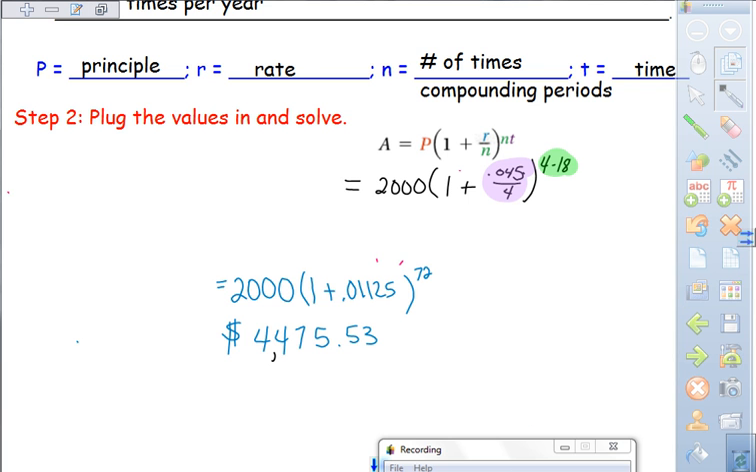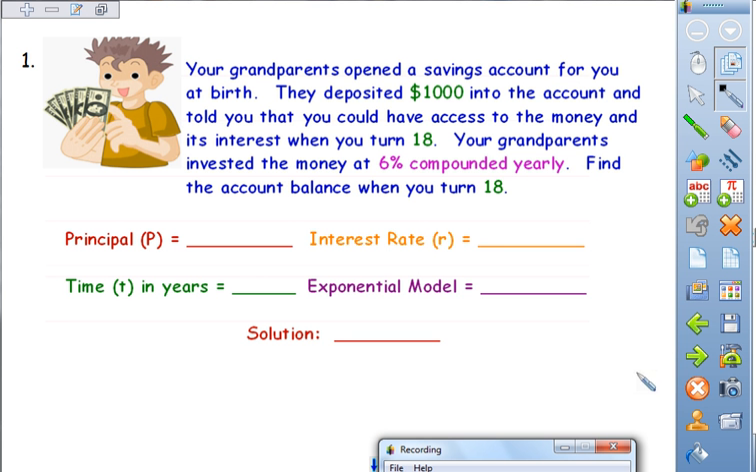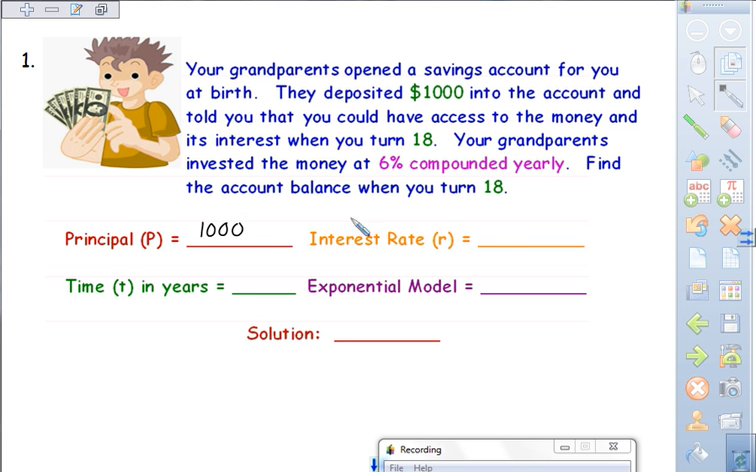Let's try another one like that. Your grandparents opened a savings account for you at birth. They deposited $1,000 in the account and told you you could have access to it and its interest when you turn 18. Your grandparents invested the money at 6% compounded yearly. Find the account balance when you turn 18. So our principal, we're starting out with $1,000. Our interest rate is 0.06 because that's 6%.